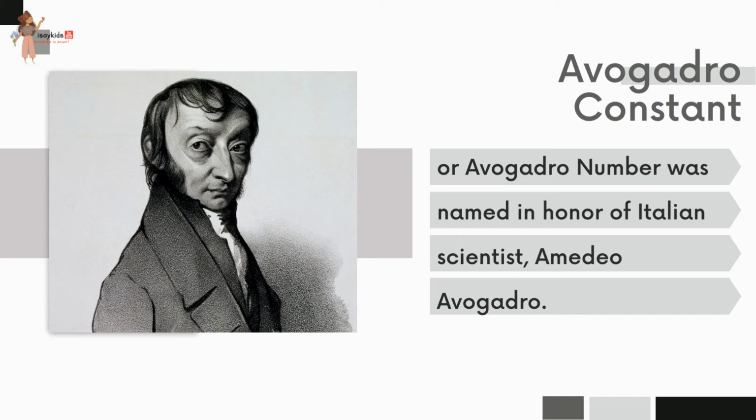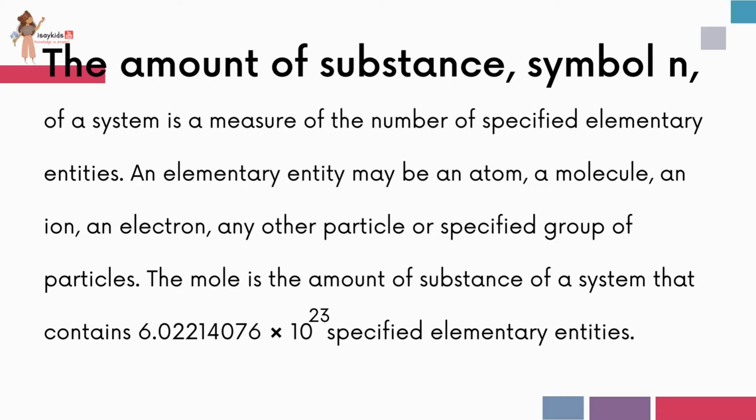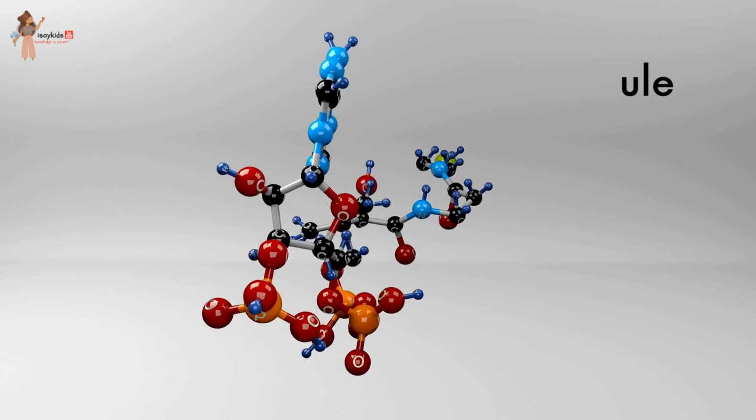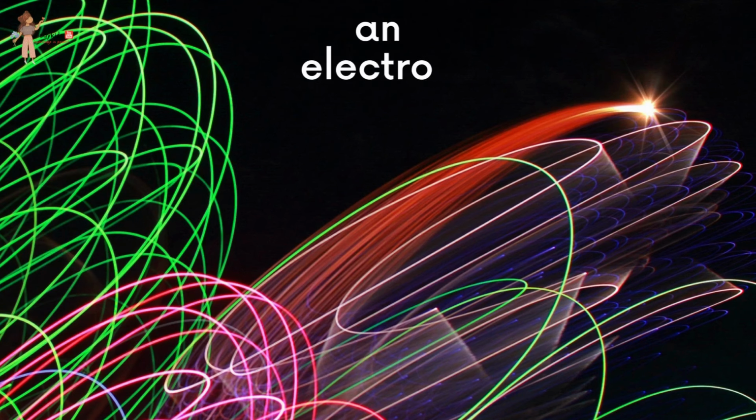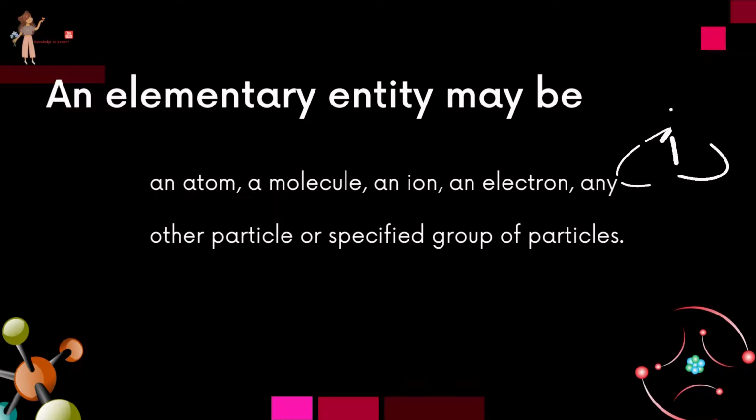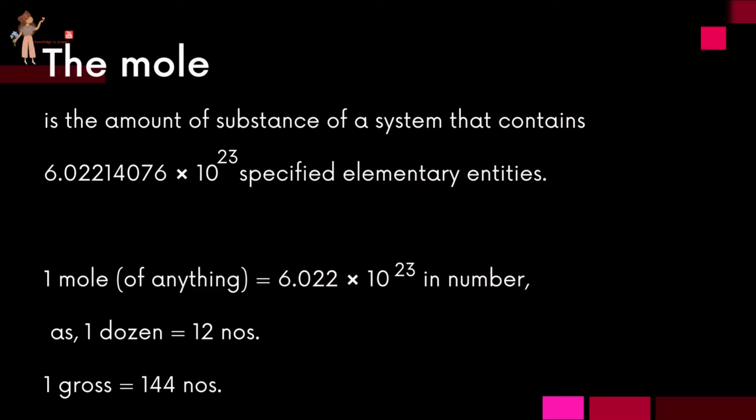Avogadro constant or Avogadro number was named in honor of Italian scientist Amedeo Avogadro. The amount of substance, symbol n, of a system is a measure of the number of specified elementary entities. An elementary entity may be an atom, a molecule, an ion, an electron, or any other particle, or specified group of particles. The mole is the amount of substance of a system that contains 6.02214076 into 10 raised to the power 23 specified elementary entities.